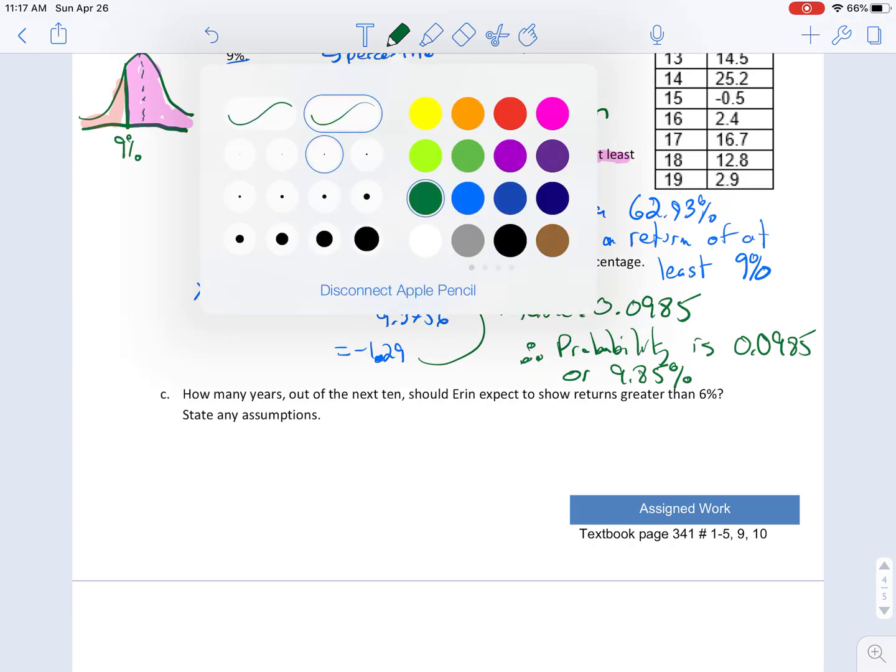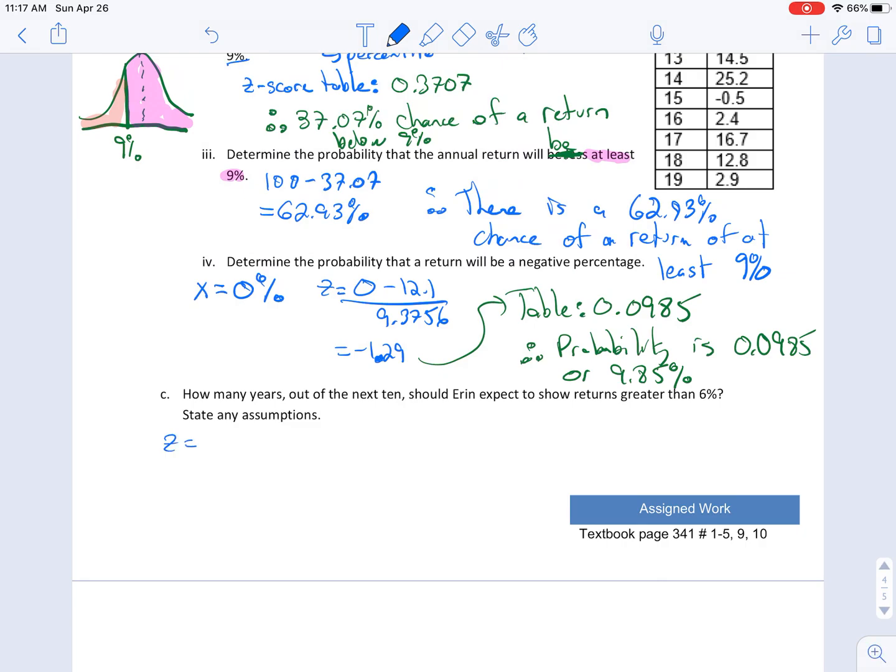And then the next one's kind of a logic thing. It says, how many years out of the next 10 should Aaron expect to have returns greater than 6%? So again, we have to start with our Z-score, where X is 6. Plug in our mean and our standard deviation. And we get, again, a negative number, 0.6506. If you go to the table, I would press pause and see if you can find this one. This corresponds to 0.2578.